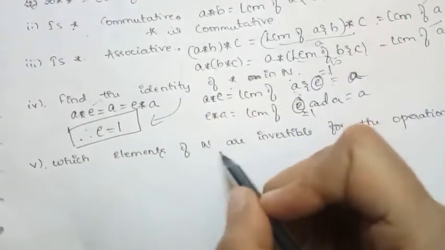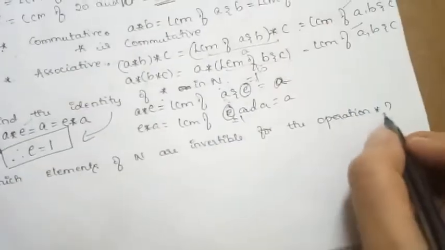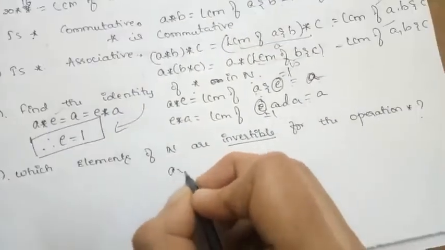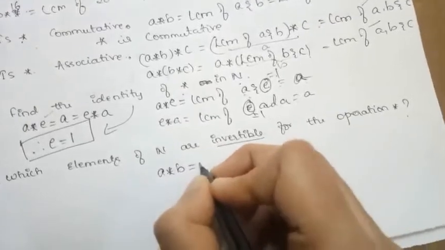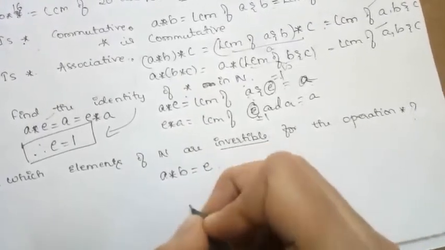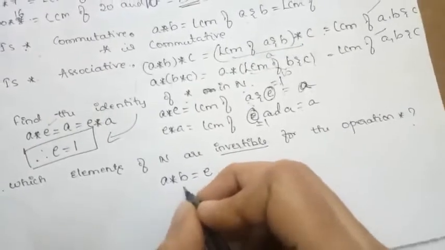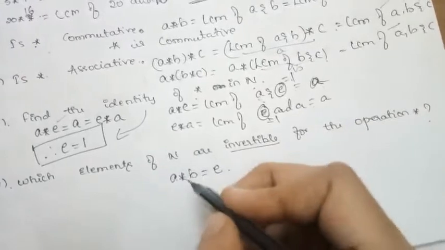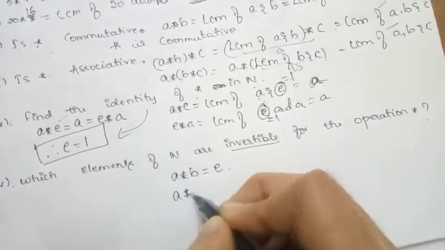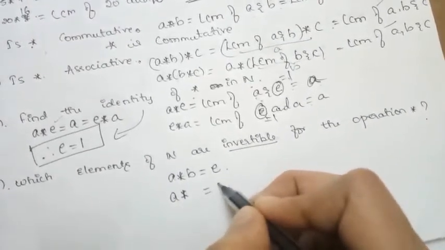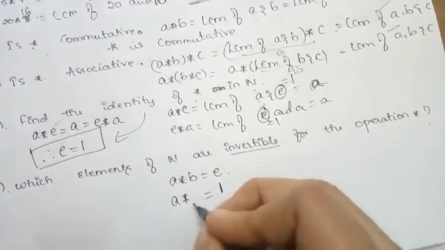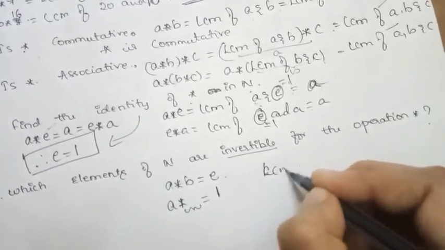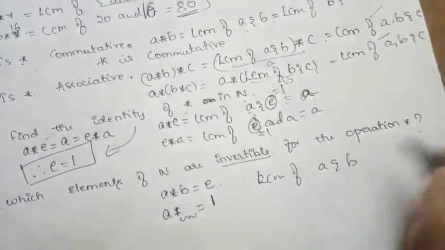Next, which elements of natural numbers are invertible for the operation star? What is the definition of invertible here? If you do A star B, we should get the identity element back. At that time we say B is an invertible element. The identity element here is 1. So what is A star B here? It is LCM of A and B, right?